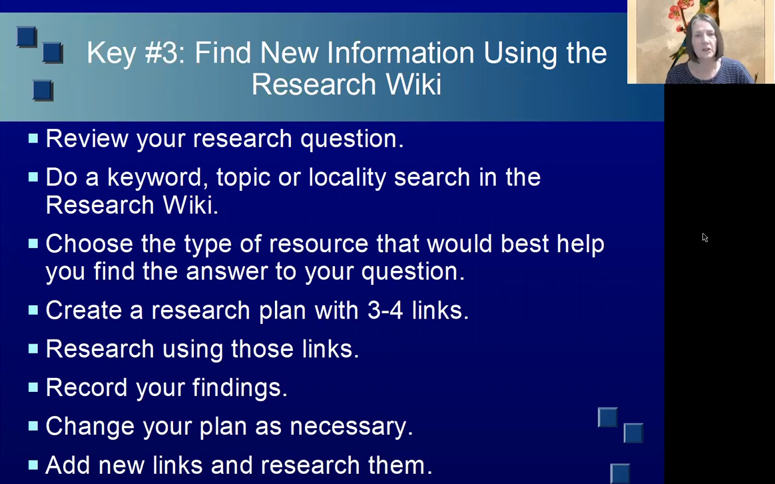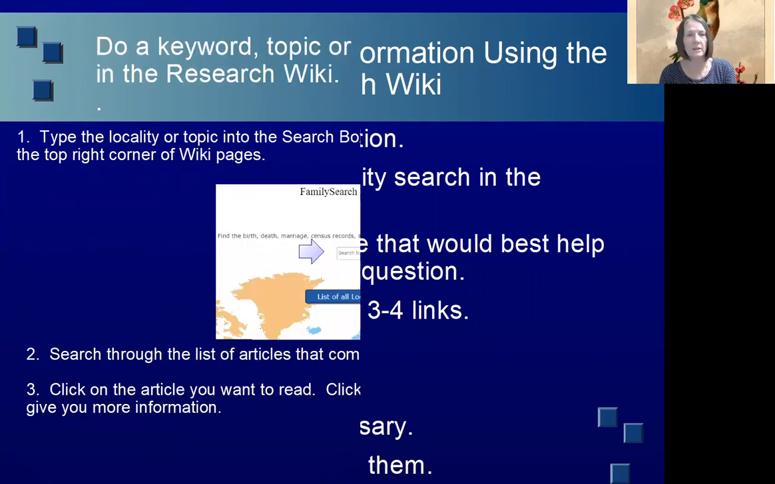So the first thing to do in finding new information is to review your research question, then do a search topic, a search in the Research Wiki. Choose the resource that you think would best help, then create a research plan with just a few links. Don't try to do everything at once. Research using those links, record your findings, change your plan as necessary, and add new links and research them. So we're going to go over each of those things.